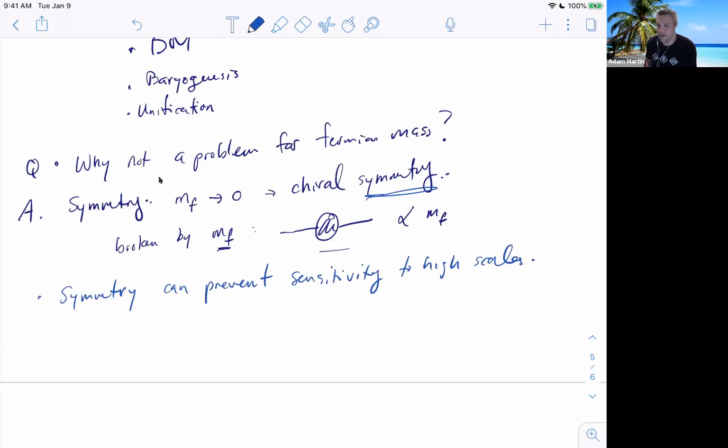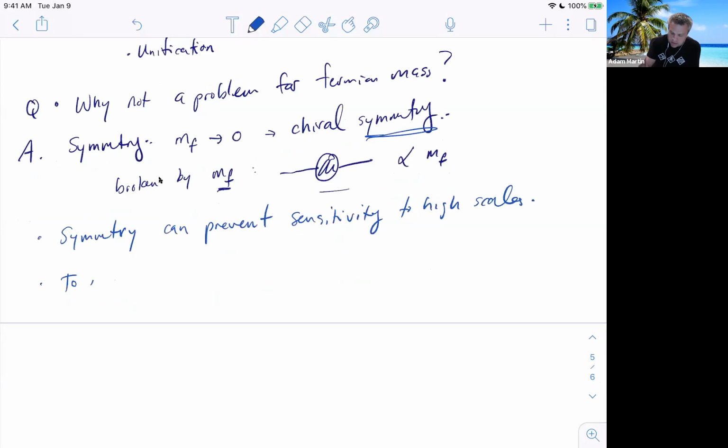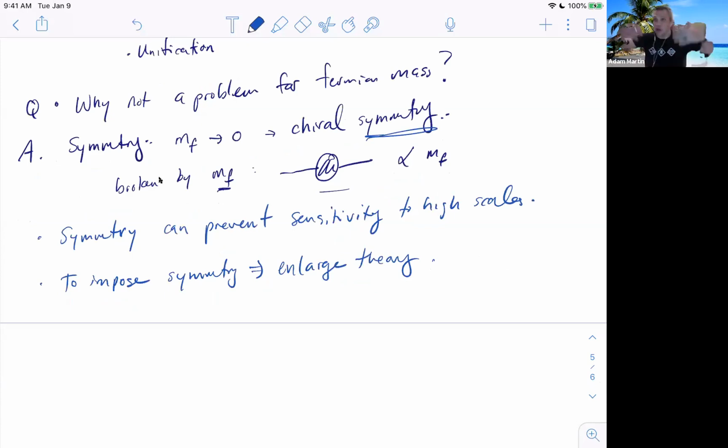Well, with just the standard model, again focusing our brain here on the standard model and therefore the scalar being the Higgs, there isn't a symmetry that I can put in with just the standard model content. I don't have the luxury of chiral symmetry. So therefore, to impose a symmetry, I've got to enlarge the theory. And this is exactly what's done in supersymmetry. In supersymmetry, you enlarge the theory, and then there is a symmetry that protects the Higgs.